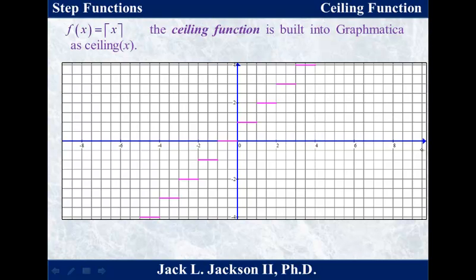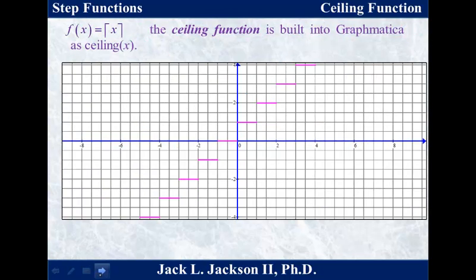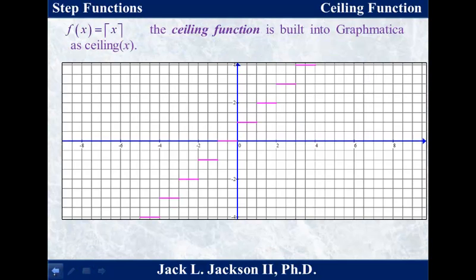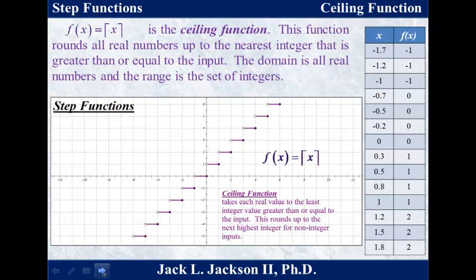The ceiling function is built into Graphmatica as ceiling of x. The ceiling function rounds all numbers up to the nearest integer. So remember, we use this notation here with the bracket without a top for the floor, so then you might see that we'd use this notation here for the ceiling function, and it rounds all real numbers up to the nearest integer that is greater than or equal to the input.